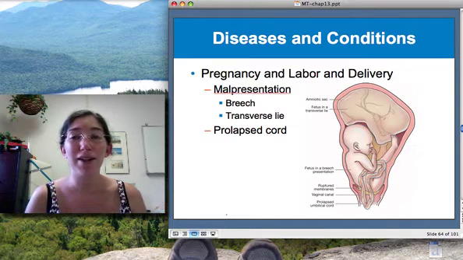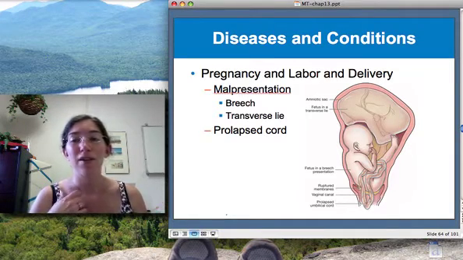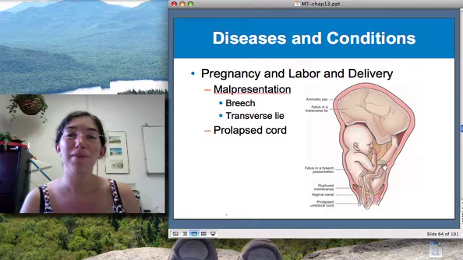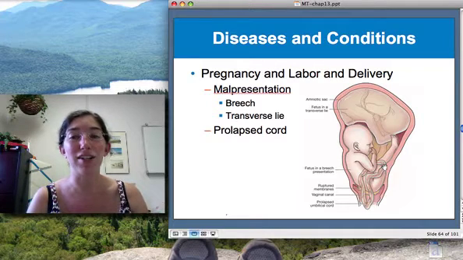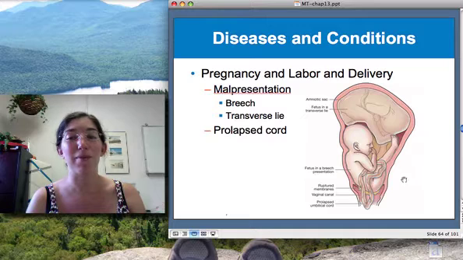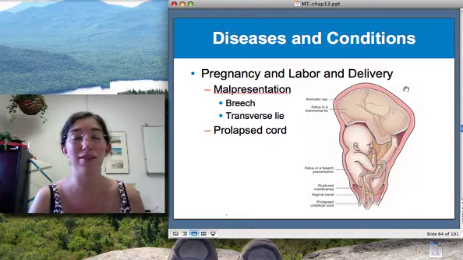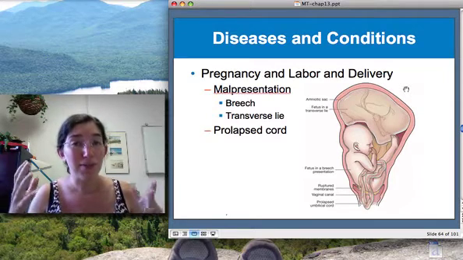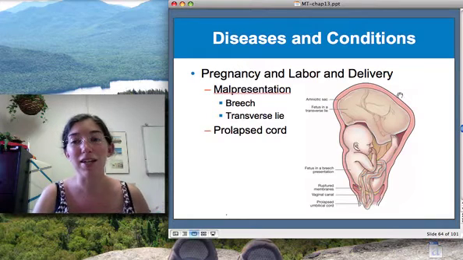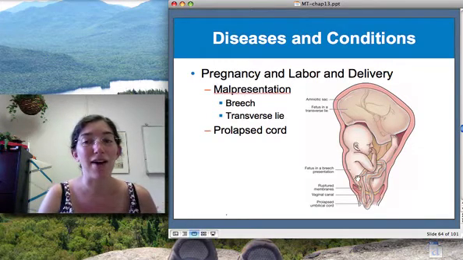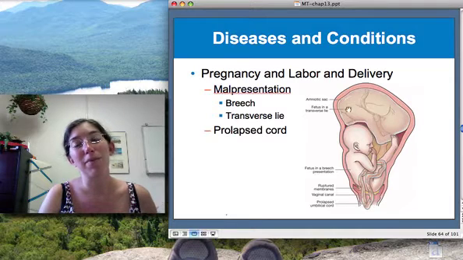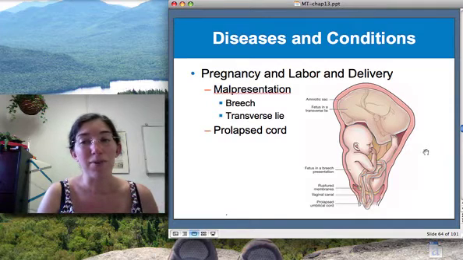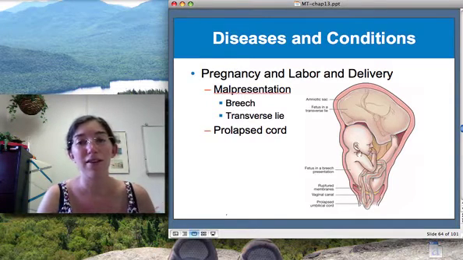Some conditions of pregnancy and labor and delivery. I don't know why I'm starting here with labor and delivery, but there can be some conditions affecting the presentation of the fetus before labor. Malpresentation is a term that means bad presentation. We talked about vertex presentation or cephalic presentation being the ideal, where the head is pointing down. If the baby's positioned in another way, there can be complications. It's more difficult and more risky for both the fetus and the mother.